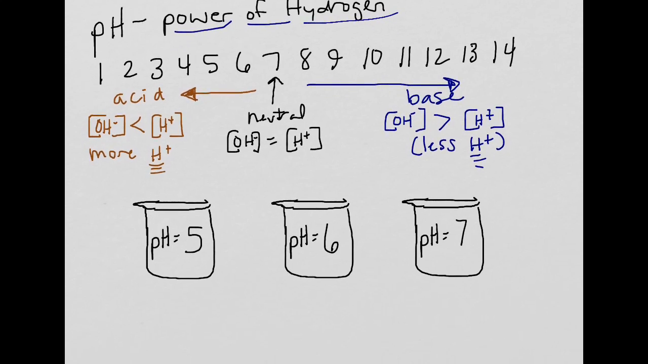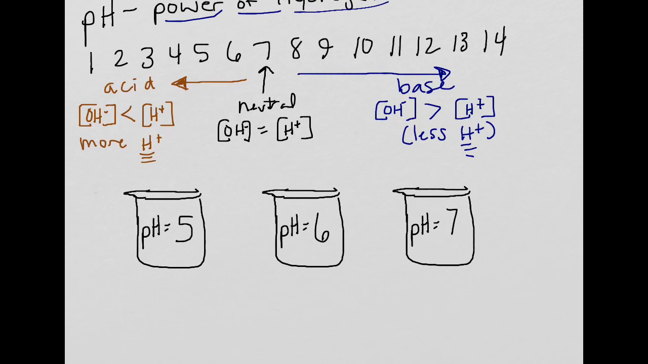That's where the power of hydrogen comes in, because for every jump in the pH scale between the integers, that's a 10-fold increase in the concentration of hydrogen ions. So if we take these little beakers here that I've drawn out, and let's say we were able to measure their pH, let's look at this beaker right here with the pH of 7.